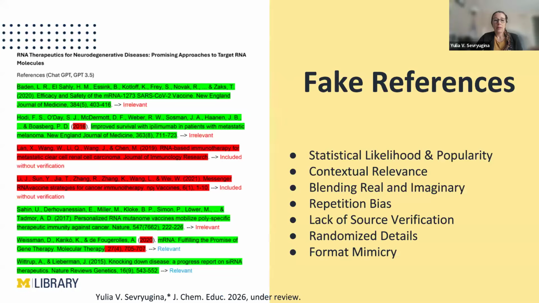And here is actually kind of like how it looks. So for example, this student wrote an essay about RNA therapeutics for neurodegenerative diseases, and he used ChatGPT 3.5. If you analyze these references one by one, you can see in green the first reference is correct, but it's irrelevant. It was not relevant to the topic the student was writing the essay about. So he actually did not use this reference at the end.